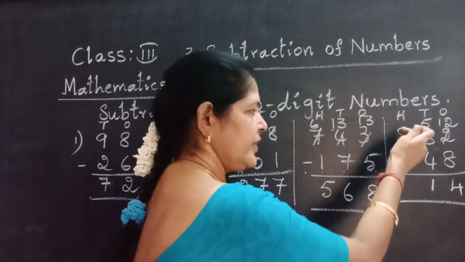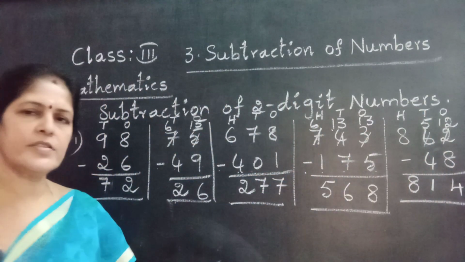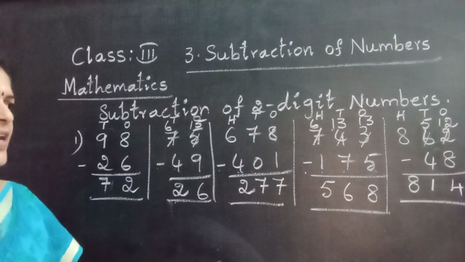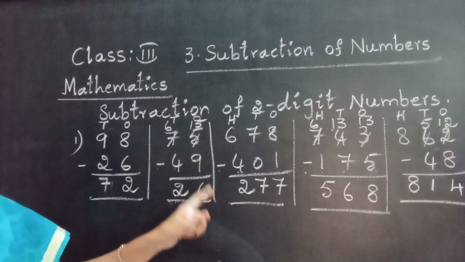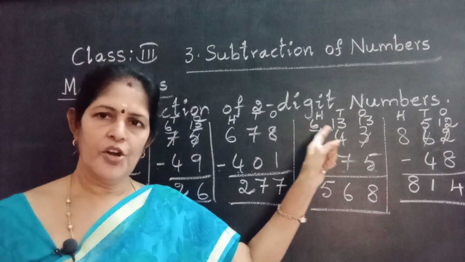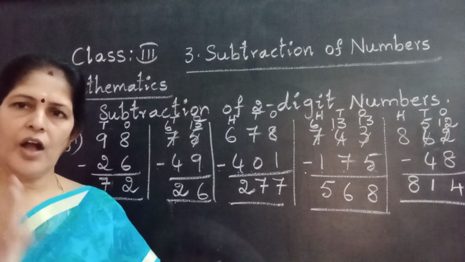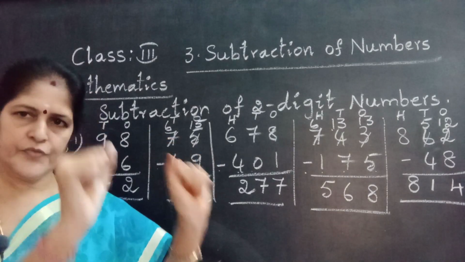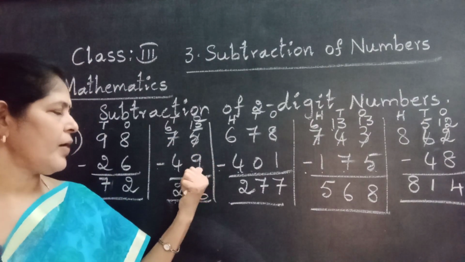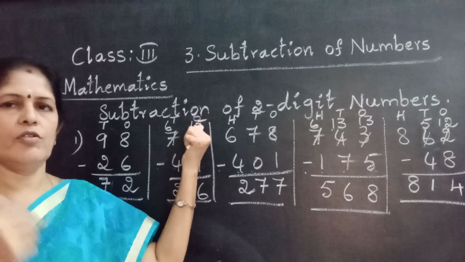Then bring this number down to the difference place. The answer goes to 814. I think you all are clear, but you may have some confusion here. Don't be confused, it is very easy. All of you do counting like this only. Close fingers, start counting from the lower number till you get the upper number in the counting.